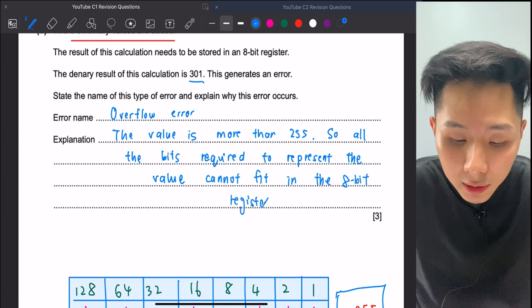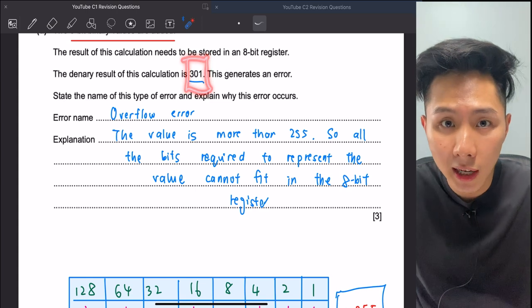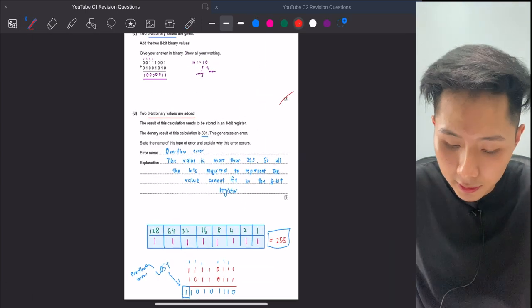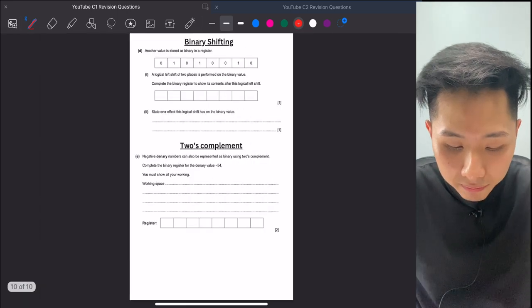Because you can only represent the value 301 by using 9 bits. 8 bits are not enough. Therefore, we have an overflow error. Here's another mark. Let's move on.